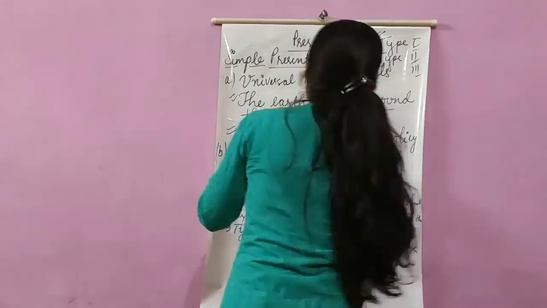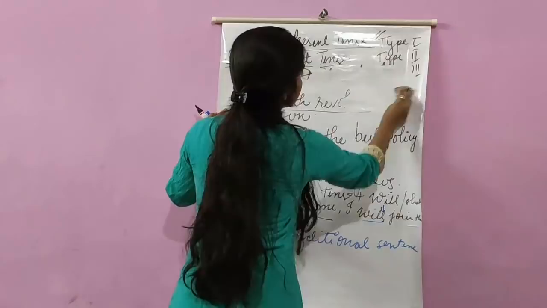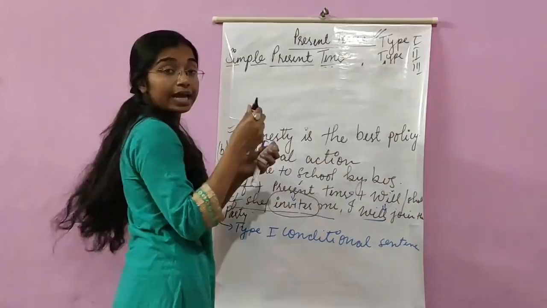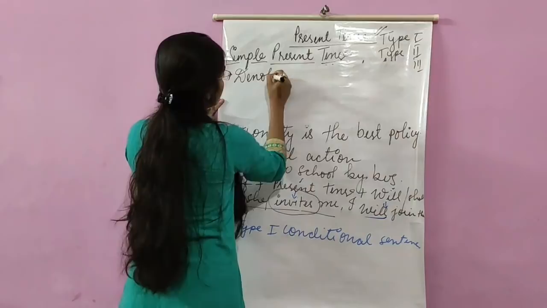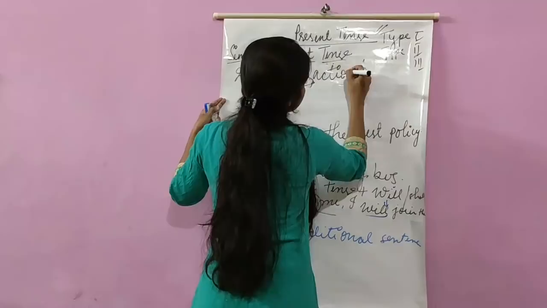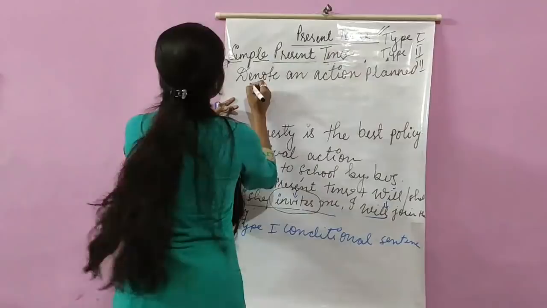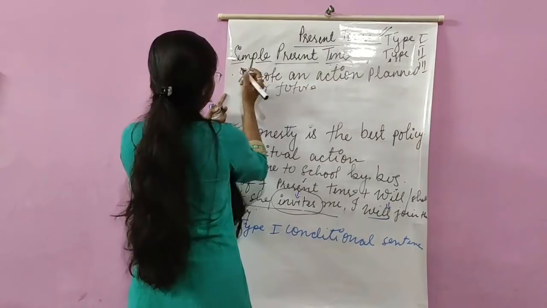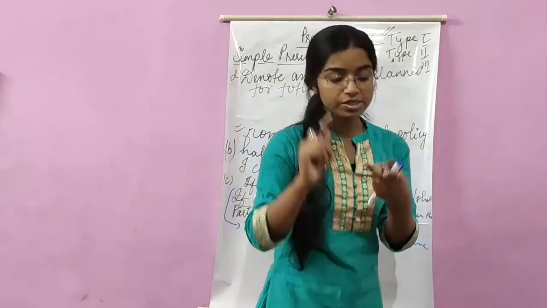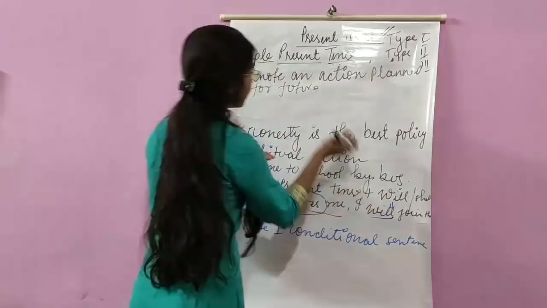The next use is to denote an action which is planned for future. Denote an action planned for future. Okay? Denote an action planned for future. The first one was to tell about the universal truth. Second was about habitual action. Third was type 1 conditional sentence. Next one is denoting an action planned for future.